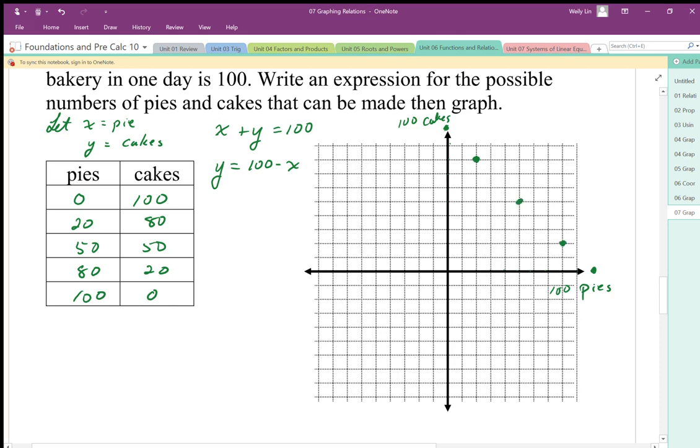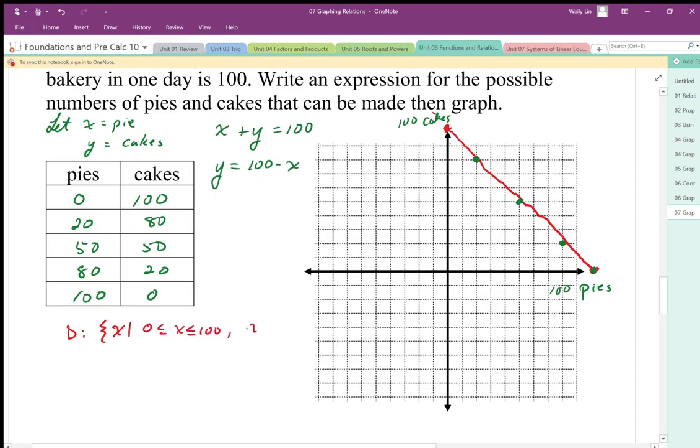And again, notice that we get a straight line pattern. Again, that's what we're looking for. We're looking for the pattern. Now this one I'm not going to extend beyond the first and last points, because in this problem, the context is that, well, we can't really make negative cakes and negative pies. So there's my relationship. It has a restricted domain. Okay, so my domain, I'm going to say, is between 0 and 100.